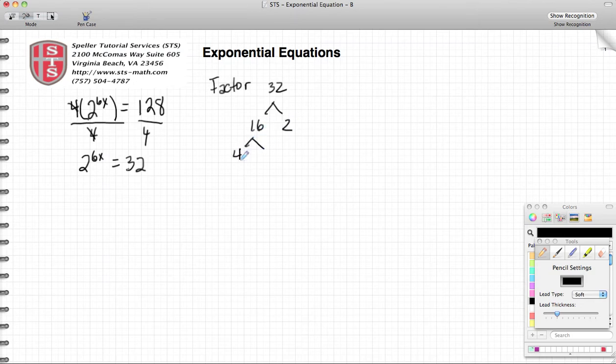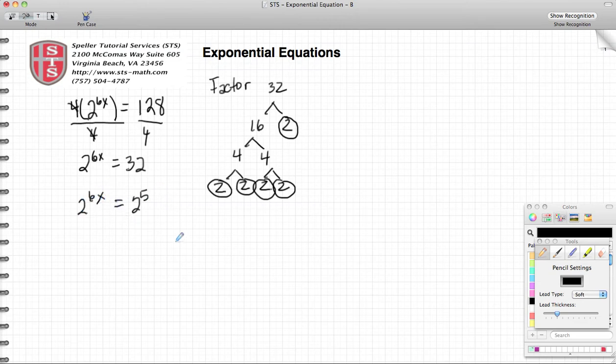We know that 16 is the same as 4 times 4. And we know that 4 is the same thing as 2 times 2. So we see that our prime factorization goes all the way down to 2's, and we have 1, 2, 3, 4, 5 2's. So we know that 32 is the same thing as 2 raised to the 5th power, and we're going to keep what we have on the left hand side.